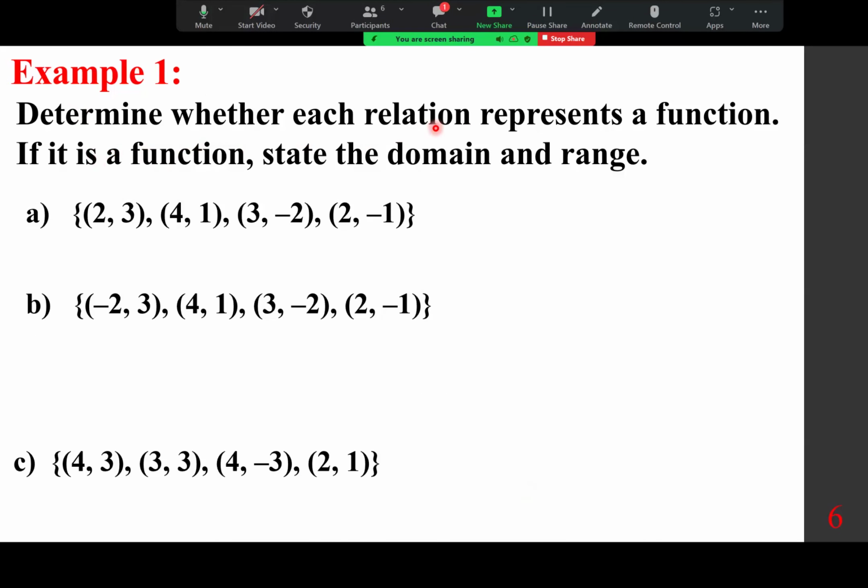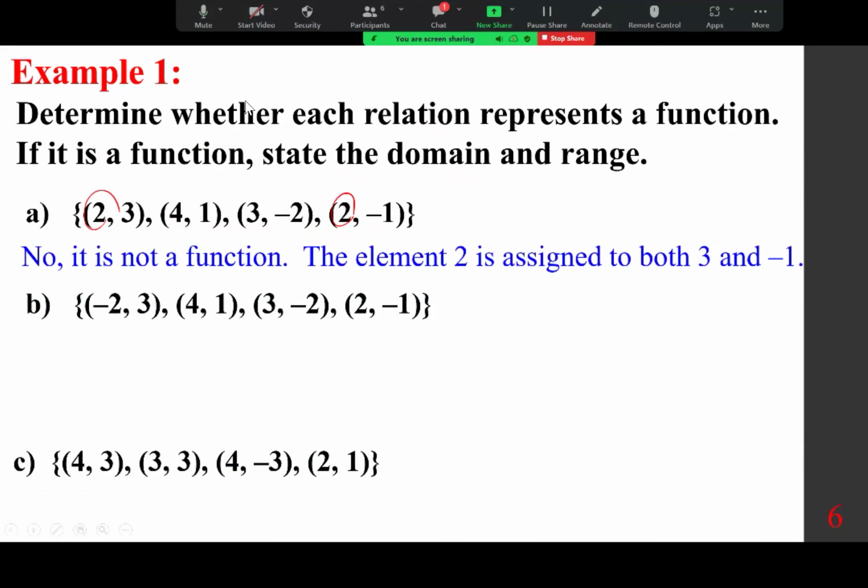Determine whether each relation represents a function. If it is a function, state the domain and range. So as we read part A, 2, 3, 4, 1, 3, negative 2, 2, negative 1, we notice that this one repeats. Therefore, it fails to be a function. No, it is not a function. The element 2 is assigned to both 3 and negative 1.